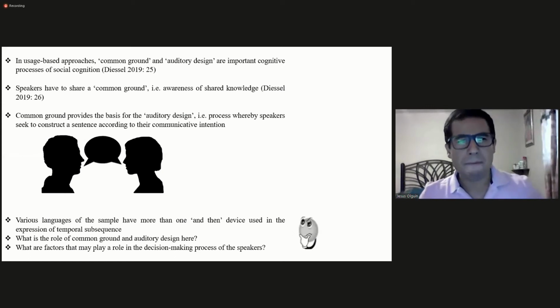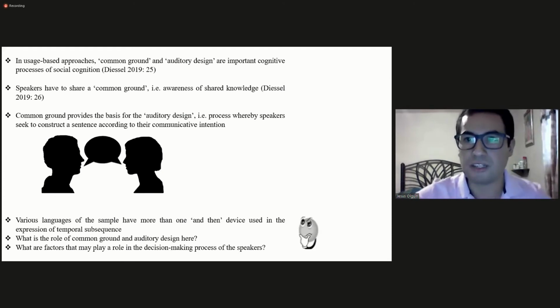And well, various languages of the sample have more than one and-then device used to express temporal subsequence. And the question here is, what is the role of common ground in audience design? That is, what are the factors that may play a role in the decision-making process of the speakers? So that's something that I would like to mention briefly in the following slides.